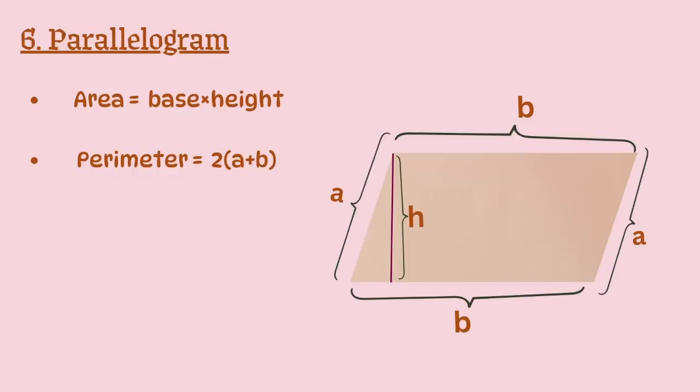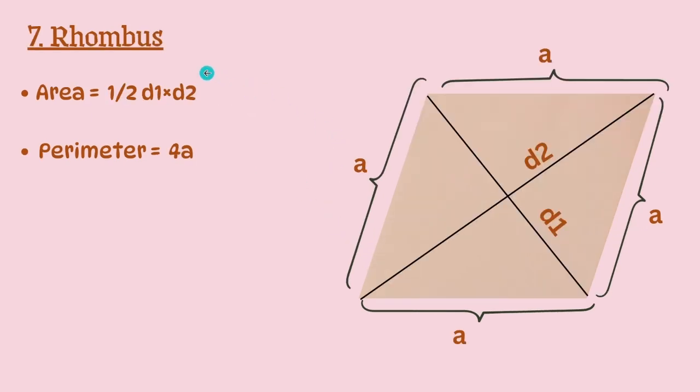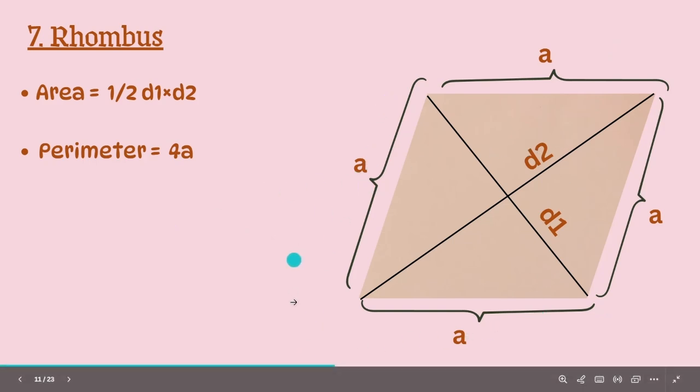Then we have the parallelogram. So the area is given by base into height, and the perimeter is given by 2 (a plus b). And then we have the rhombus, that is area is given by half into diagonal 1 into diagonal 2, and the perimeter is given by 4a. Here also all sides are equal.